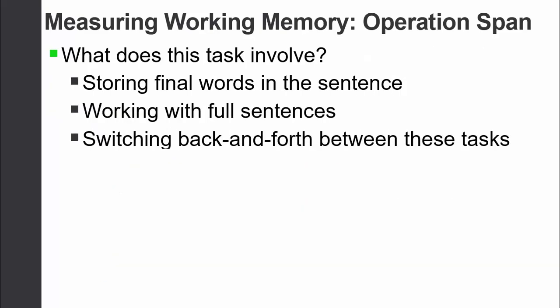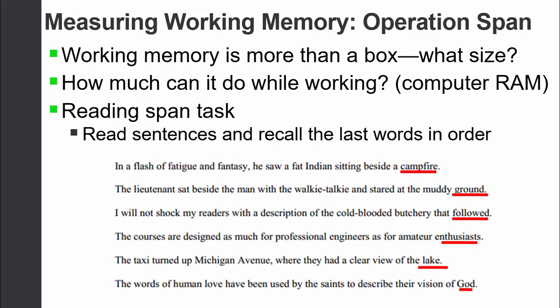Okay, so the thing that I'm going to ask you to do, and we'll go back to that slide in a second, is recall for me the last word of each of those sentences. Go ahead and give it a try. If you want to write it down, feel free. And then just to check yourself, here is the list of the different words. The final words were campfire, ground, followed, enthusiasts, lake, and God.